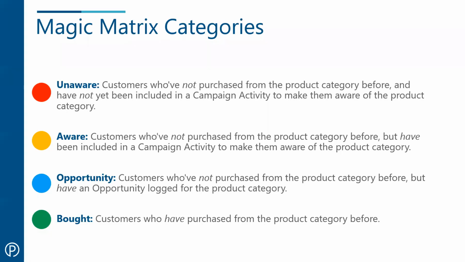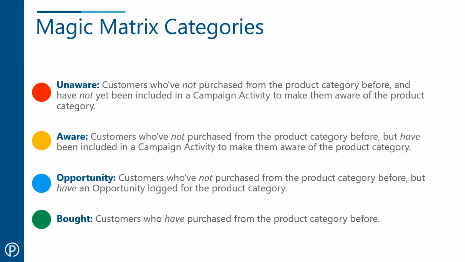They haven't purchased it when they become amber, or aware. They haven't purchased anything yet, but we've tried to make them aware. So they've either been included in campaign activity, or somebody has specifically spoken to them about it and made them aware. But they haven't bought, we haven't quoted them, we haven't got a live opportunity for them from that magic matrix product category, but we have made them aware that we sell it.